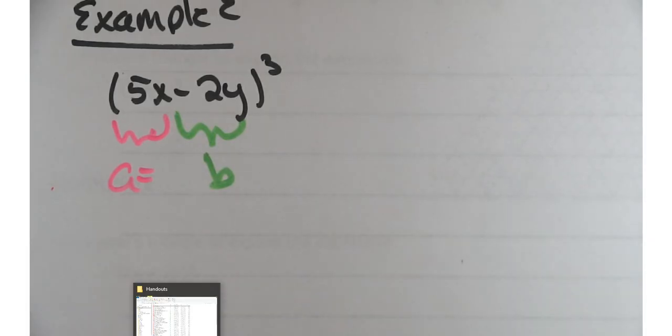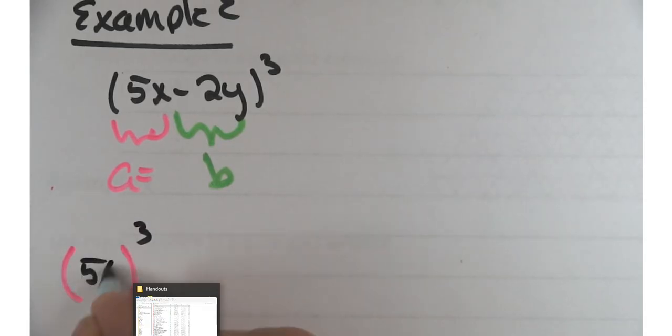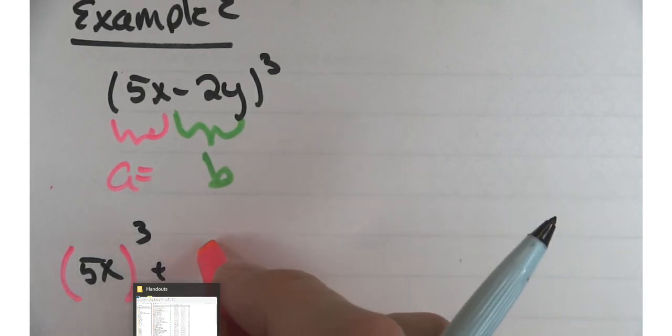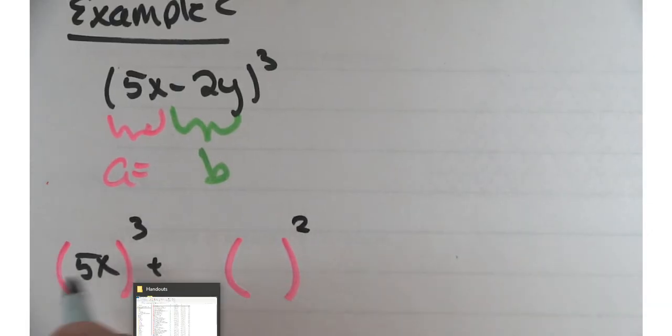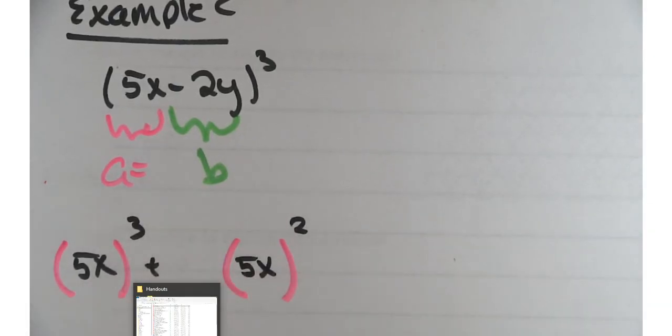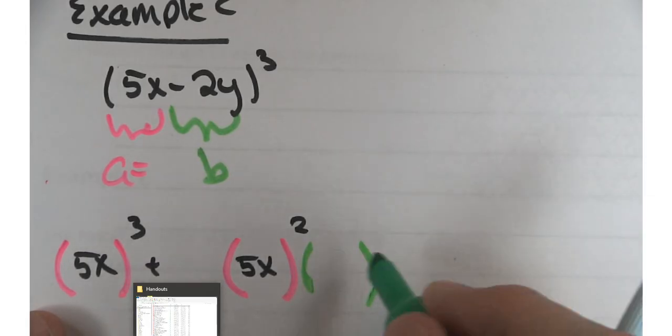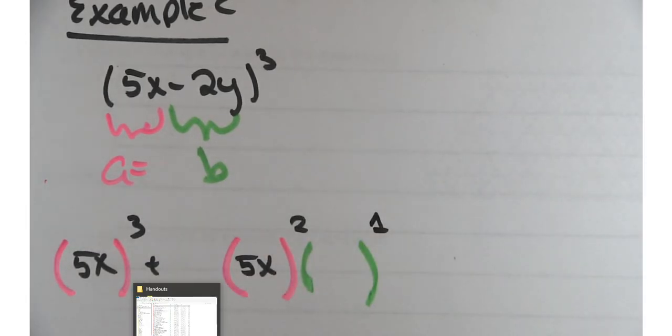We'll start out with 5A, so it means 5x cubed plus, and then what happens? Well, the exponent on the 5x term decreases. 5x squared. And then I start to pick up the b term to the first power. What am I going to put in here? Yeah, negative 2y.